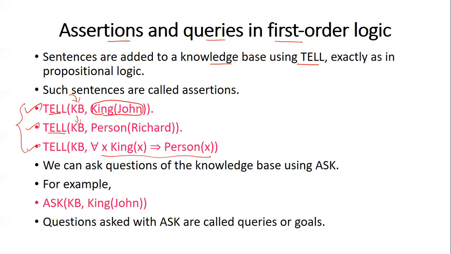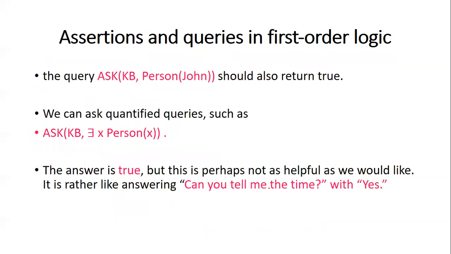Like that, we can also query the knowledge base. To query the knowledge base, we use ask. For example, we can query something like this: ask KB, king of John. Basically, we are asking the knowledge base: is John a king? In this case, it will return true. Questions asked with ask are called queries or goals.